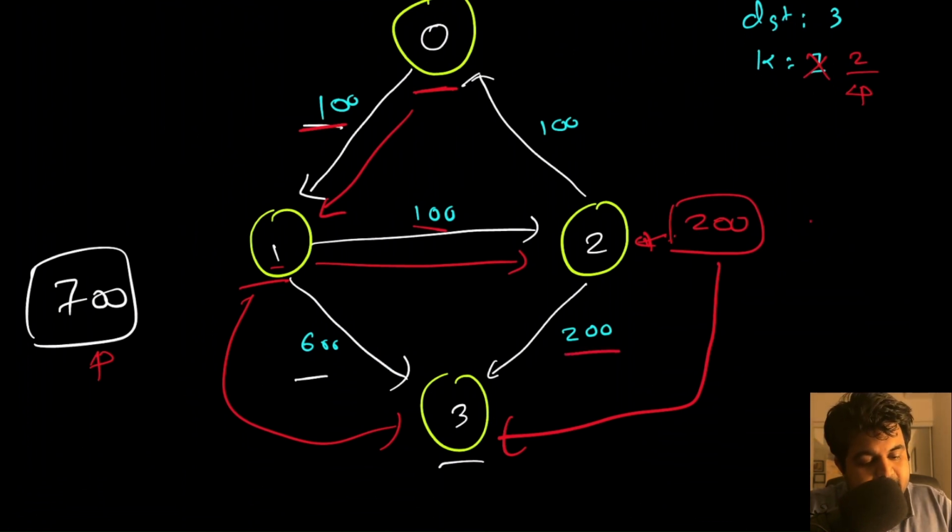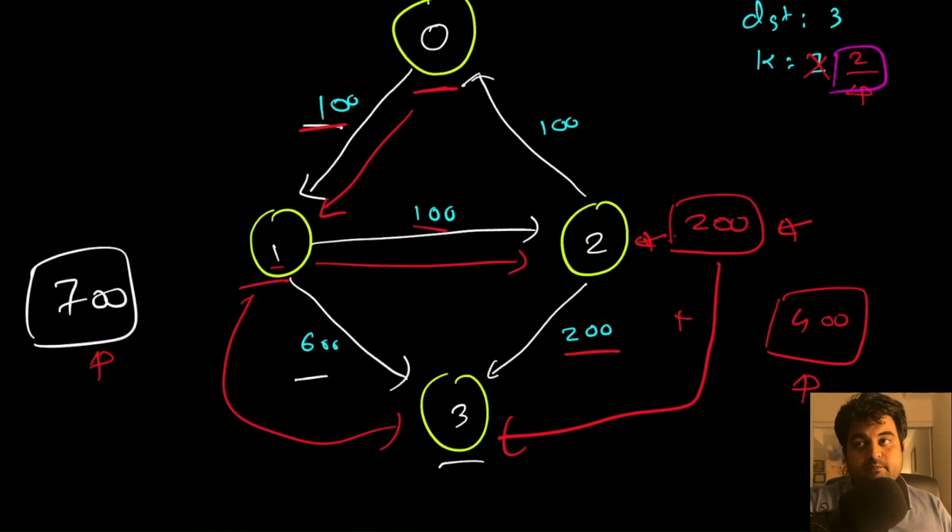So it takes 200 to reach city number 2 and plus 200 more to reach city number 3, so in total it's going to be 400. So in this case the cheapest flight would be 400 that we can return as part of the answer if we are given our k to be 2. So this is what we need to return in this example.